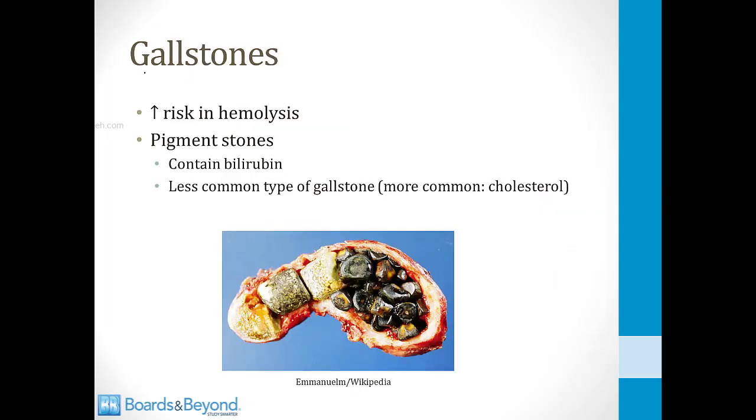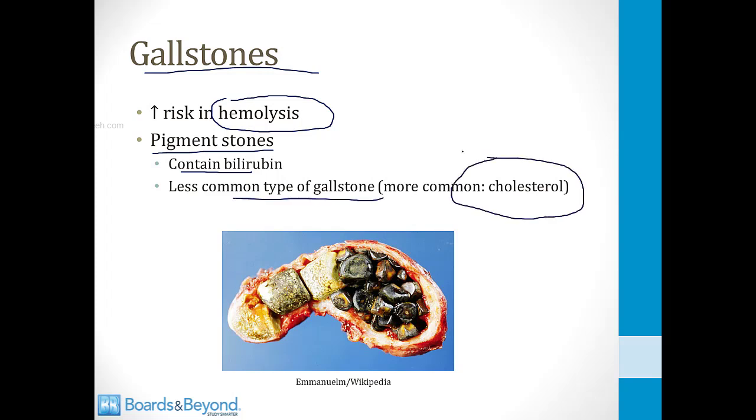There's an increased risk of gallstones among patients with chronic hemolysis, and hemolyzers form a special type of gallstone called pigment stones which contain bilirubin. These are the less common type of gallstone. The much more common type is cholesterol gallstones, and I talk about gallstones in detail in some of the GI modules.